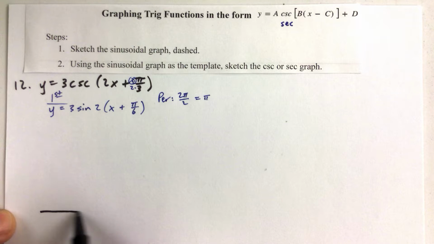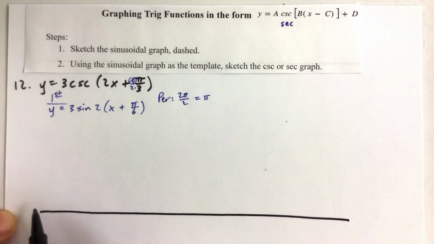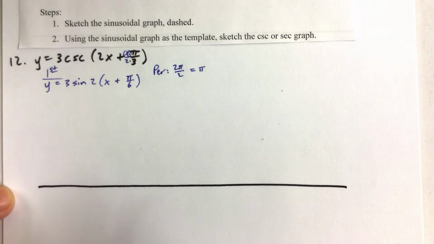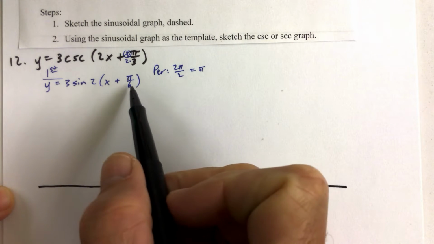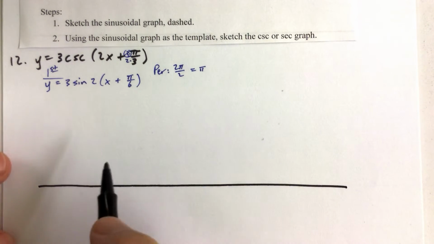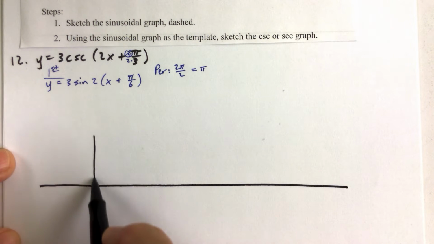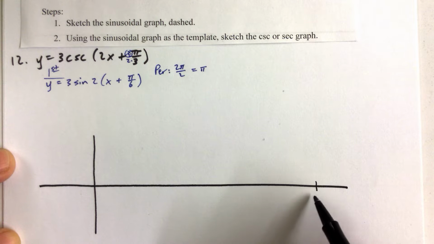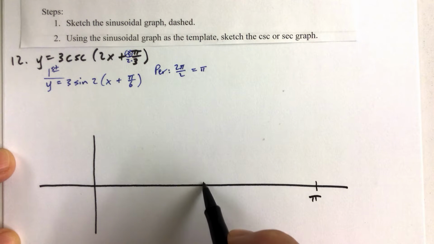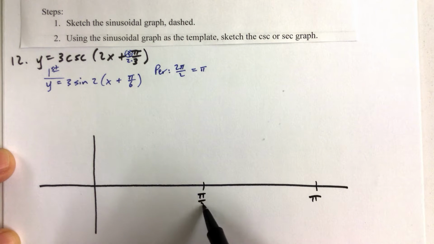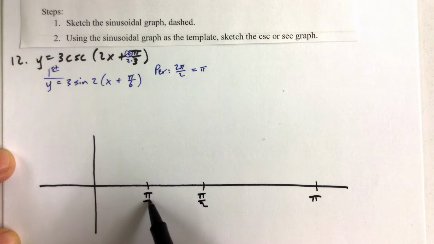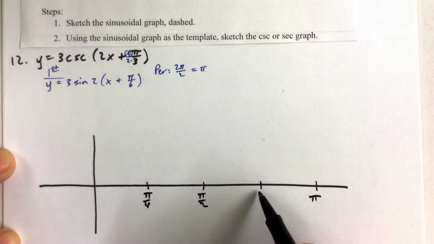Let's plot it. Let's draw the graph down here. And so the period being pi, we're ultimately going to be shifting the graph to the left pi over 6 radians. So we're going to leave a little space here. And we're going to put pi right there. Cut that in half and we get pi over 2. Halfway between 0 and pi over 2 is pi over 4. And then halfway between pi over 2 and pi is 3 pi over 4.